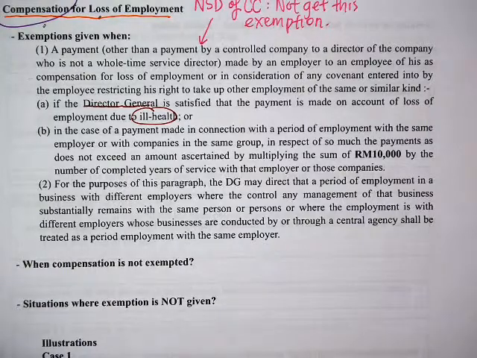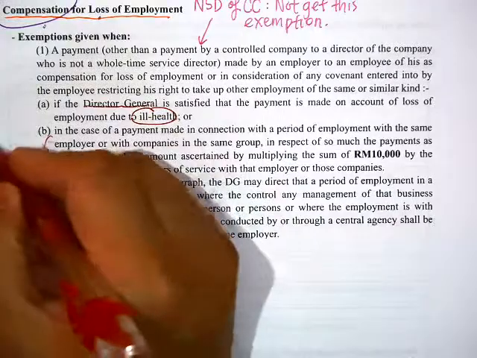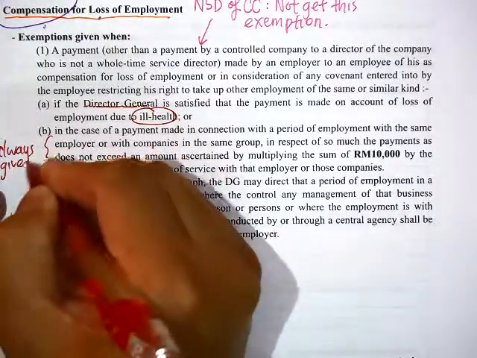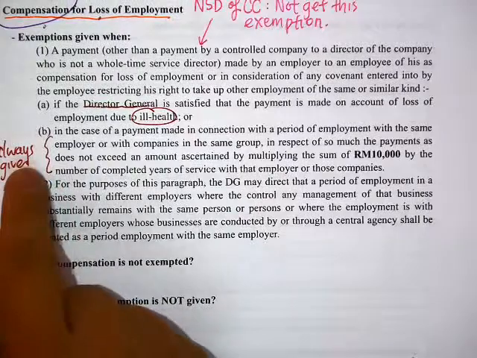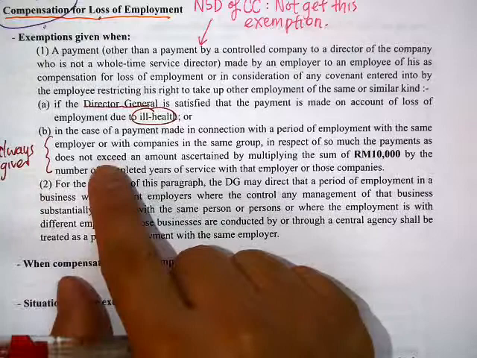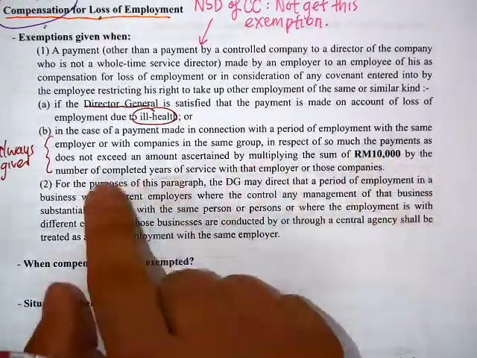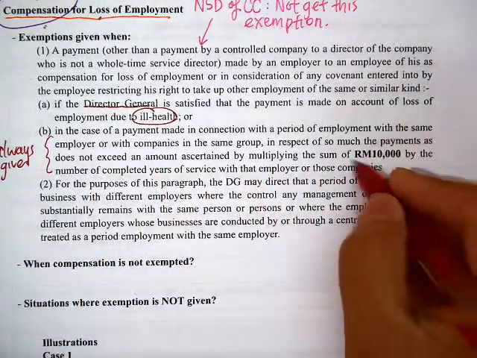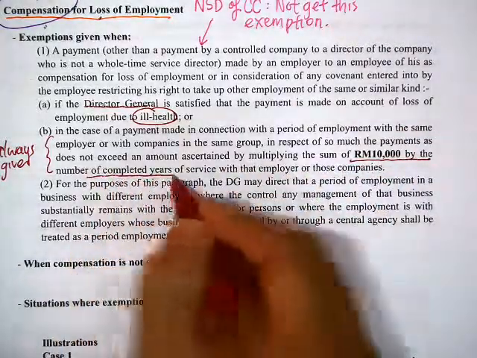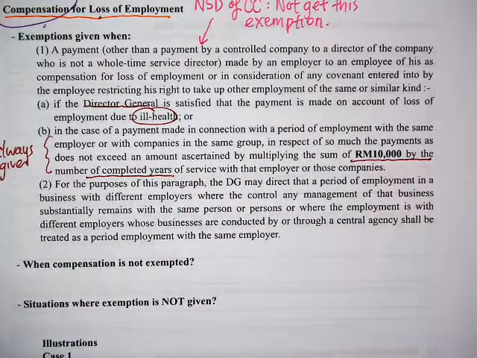That's it. They just say if there's a period of employment with an employer. So they didn't give any condition. So you're employed for a certain period. That means this exemption will always be given. Is it not? So if you don't get A, you definitely get B. Alright? It will always be given. Now it will be given by not exceeding the amount ascertained by multiplying 10,000 times the number of completed years. Now that means we understand that the maximum they give you is 10,000 ringgit per completed year of service. So how many years you work, then you're going to get the exemption.